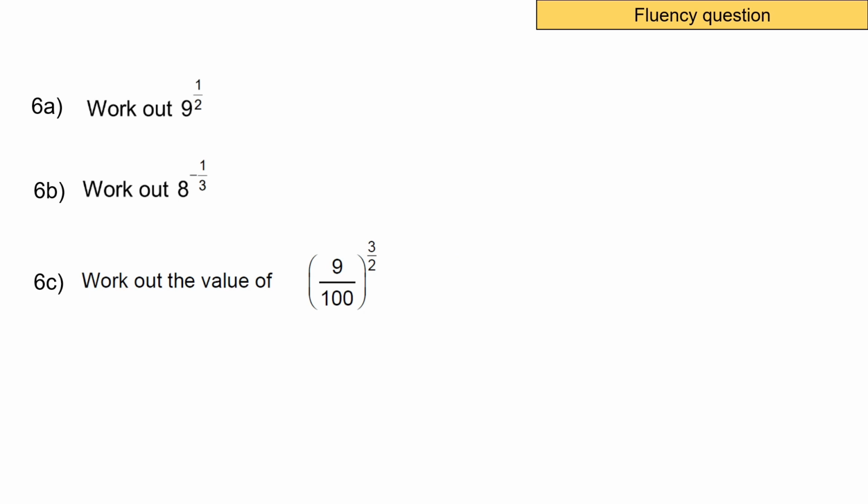Right, question 6, work out 9 to the power of half. Remember, anything to the power of a half is the same thing as square rooting that number, so 9 to the power of half is the same thing as square rooting 9, so that's going to be 3.